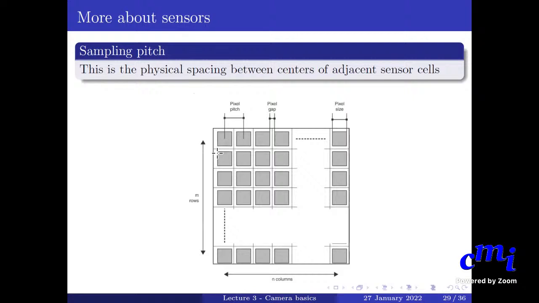So this is one thing to keep in mind in this image taking process. The light coming in can be thought of as a continuous signal. And that continuous signal, when it falls on the sensor and has to be recorded, is being discretized.